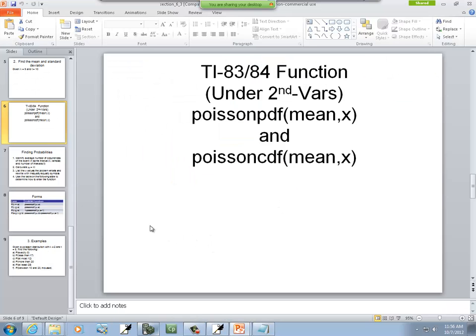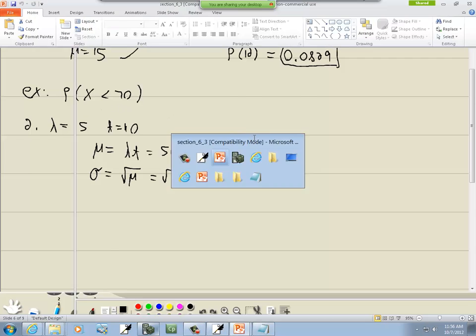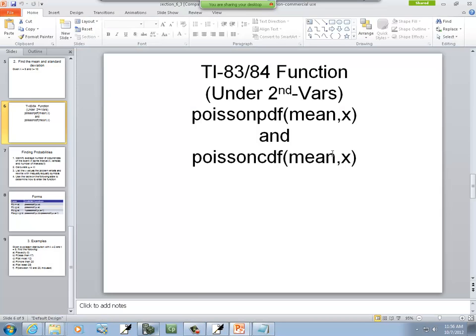There we go. Had trouble getting back here. Now, Poisson CDF is when you're adding up all the probabilities from 0 up to x. And we're going to see the different possibilities for that. So it's cumulative. It'll do this one right here, X is less than 70. It would do that for us. So without having to do the formula 70 times, without doing Poisson PDF 70 times, we can do it with one calculator function.